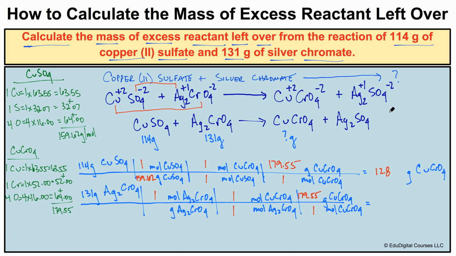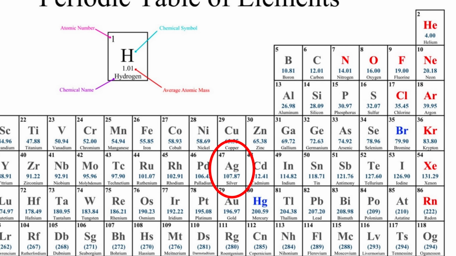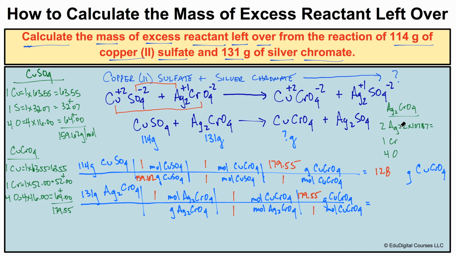If we have silver chromate, that's Ag2CrO4, we can see that this is made up of silver, chromium, and oxygen. There are 2 silvers, 1 chromium, and 4 oxygens. So we'll take 2 times the molar mass of silver, which is 107.87. 2 times 107.87 is going to give us 215.74.